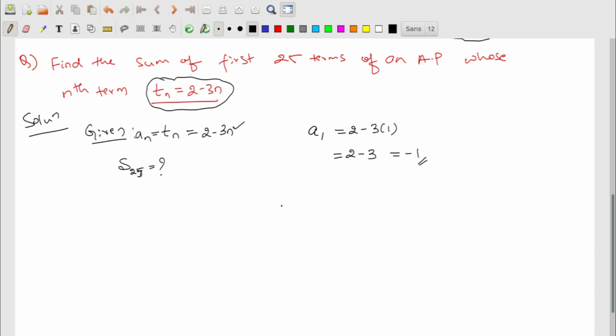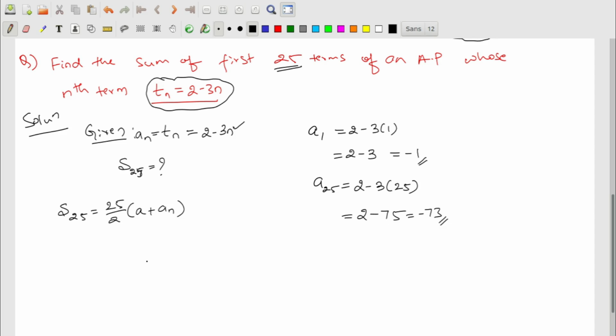So we got the first term, and let me write the formula here. We need S25, right? So 25 by 2, we have this 2a plus (n minus 1) into d, or a plus an, that is the sum of the first and last term. Here we got the first term and we know the last term is a25. Instead of taking a plus (n minus 1) into d, directly take the last term. So what is the last term then? 2 minus 3 into 25, so 2 minus 75, which is equal to minus 73. So this is the last term.